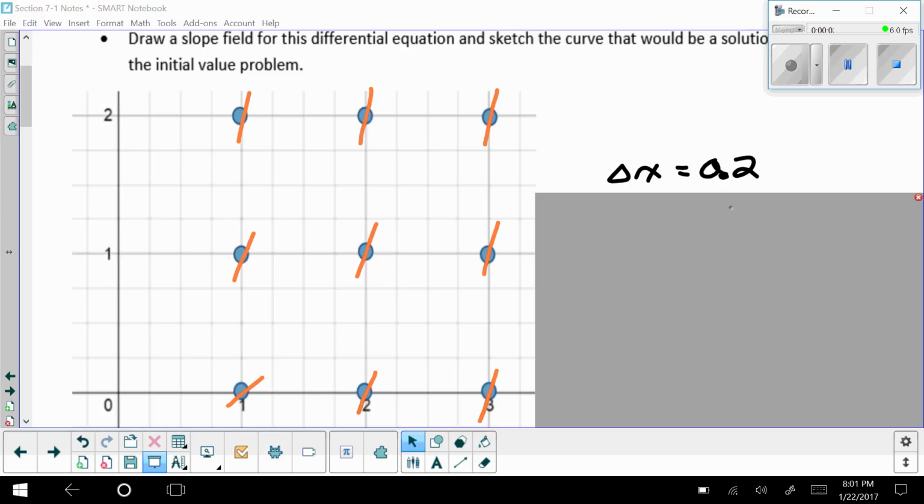So what I want to talk about now is what's called Euler's method.